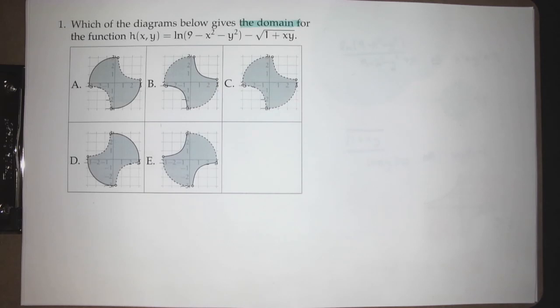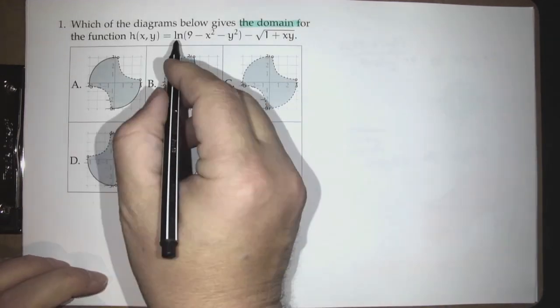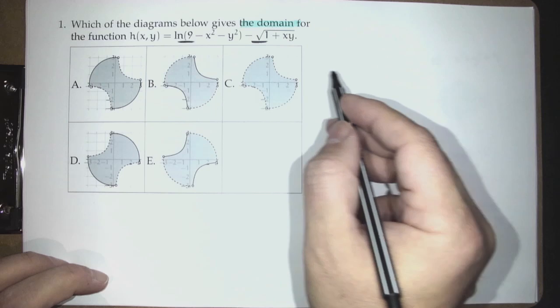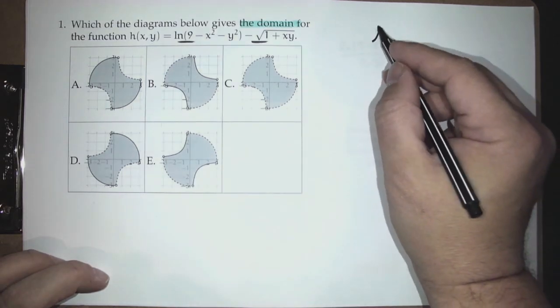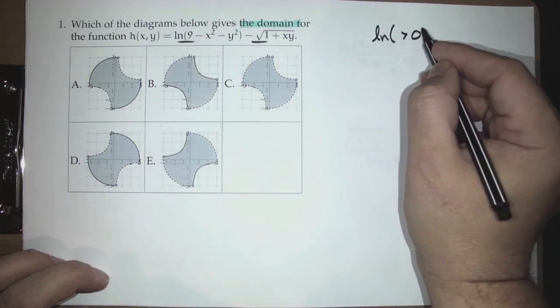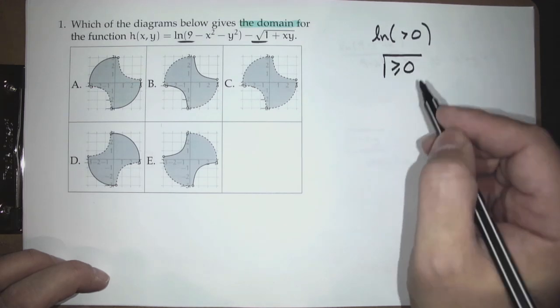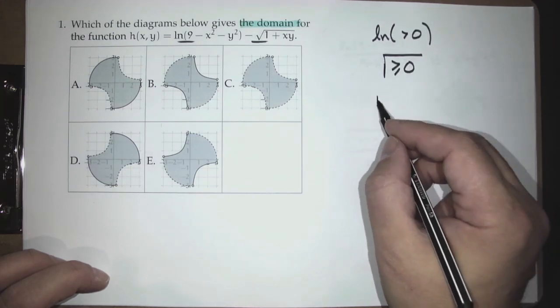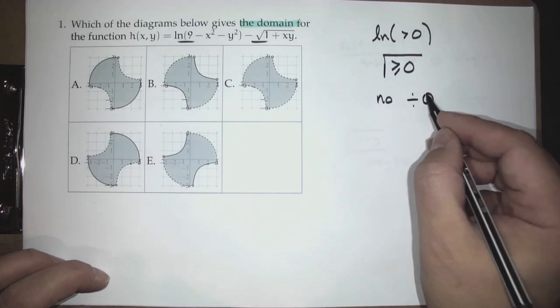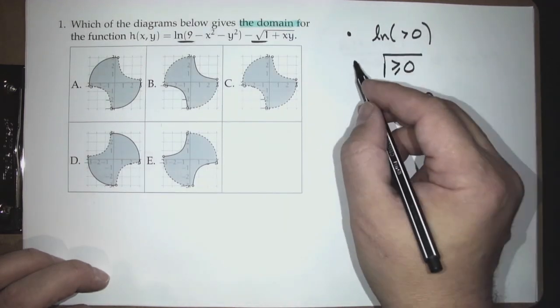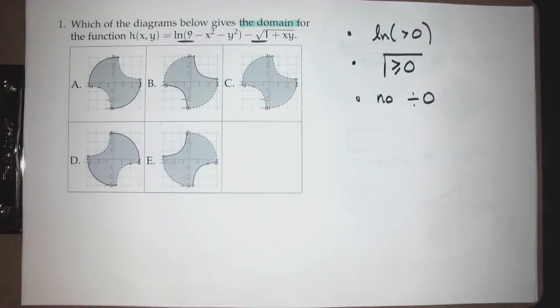When you see the domain, you ask, where are my problems? There are 3 types of problems you might worry about. Logs, square roots, and division. For a log, the inside has to be positive. For a square root, it has to be non-negative, greater than or equal to 0. And no dividing by 0.